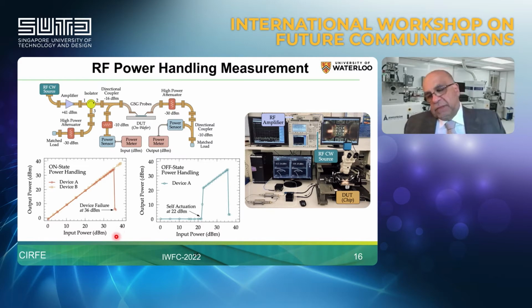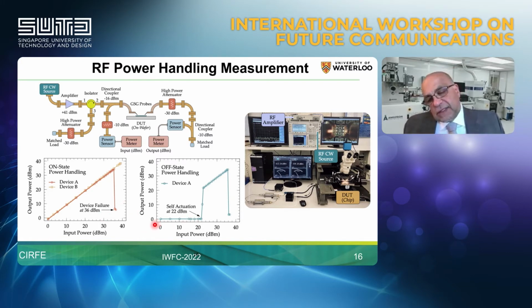Okay, let's get to the power handling. People wonder what is the power handling capability of the switch, because that's the first thing many people ask about. So we tested this switch. You can see this is the input power and this is the output power, with the switch in the on state. And you can see that roughly when it goes up to 36 dBm, the switch fails. So roughly you're talking about 4 watts when the switch is in the on state. If you want to leave margin, it probably will go roughly 2 watts or so.